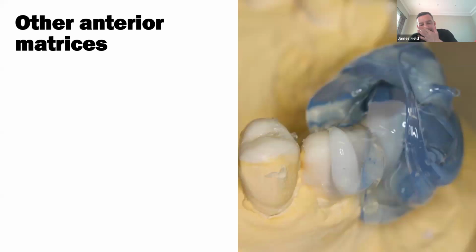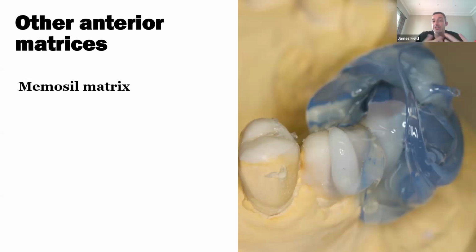Some other ways to go about this, I've tried some weird and wonderful ways across my career, but one of those is a Memesil matrix, which does allow you to light cure through it. One of the challenges sometimes, depending on where your wax needs to be, is that it isn't just an incisal edge. And so using a matrix to help you build it up can be challenging, because it also precludes you actually being able to light cure that composite.